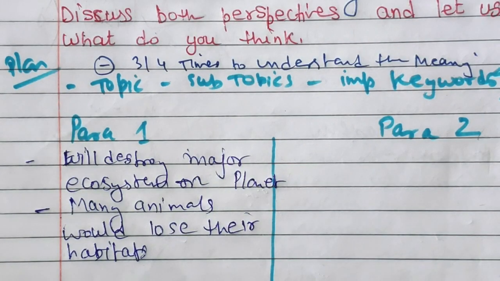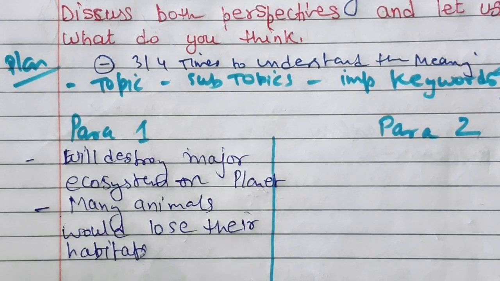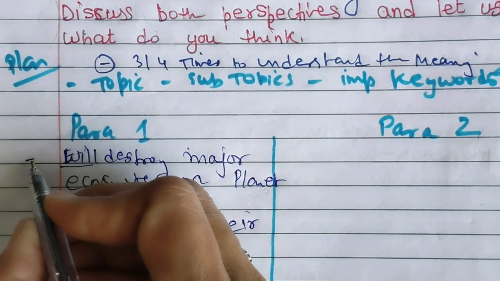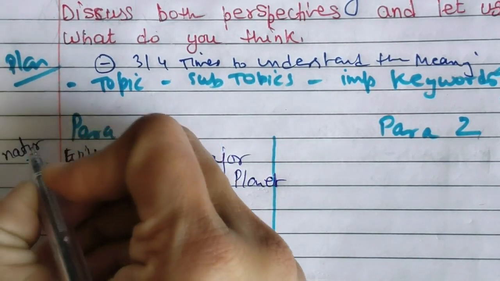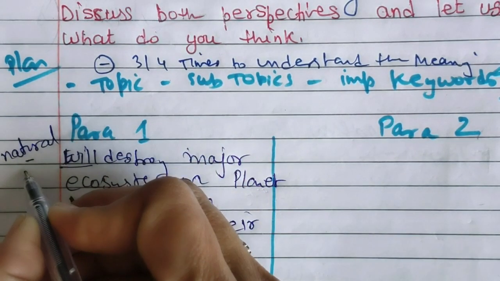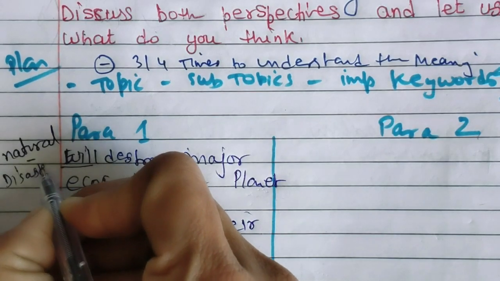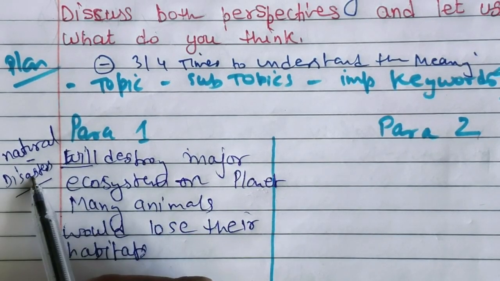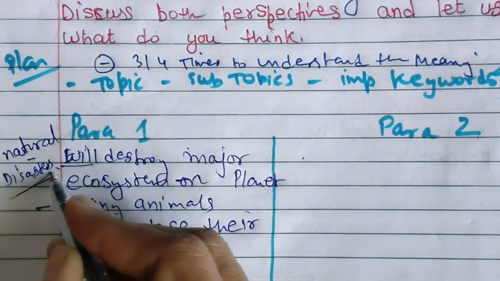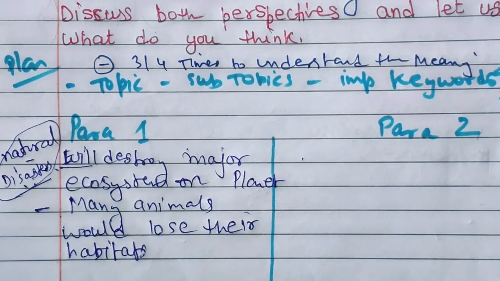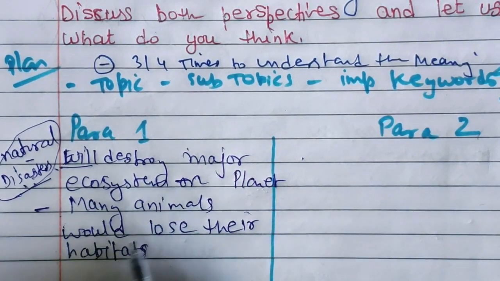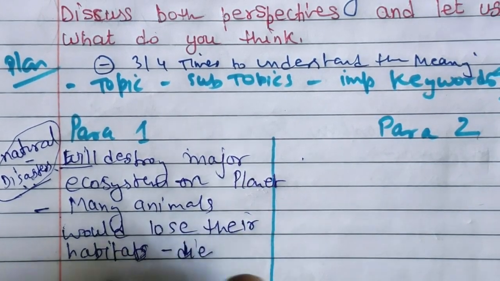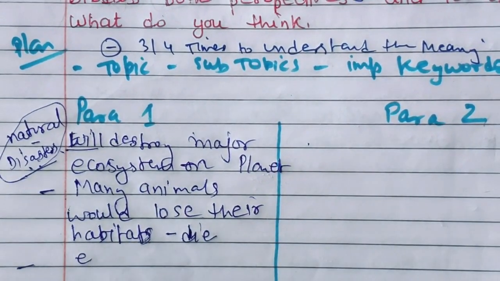When they lose their habitats, first you have to create the situation, create the scenario, what they want to say. So what will destroy? Natural disasters. I am not going to write environmental problem again and again, so I will write natural disasters or environmental problem here. You first write it, and we have to use this word here also. Later on we will think and change this word also. Animals would lose their habitats and of course they will die, so we will be losing endangered species.